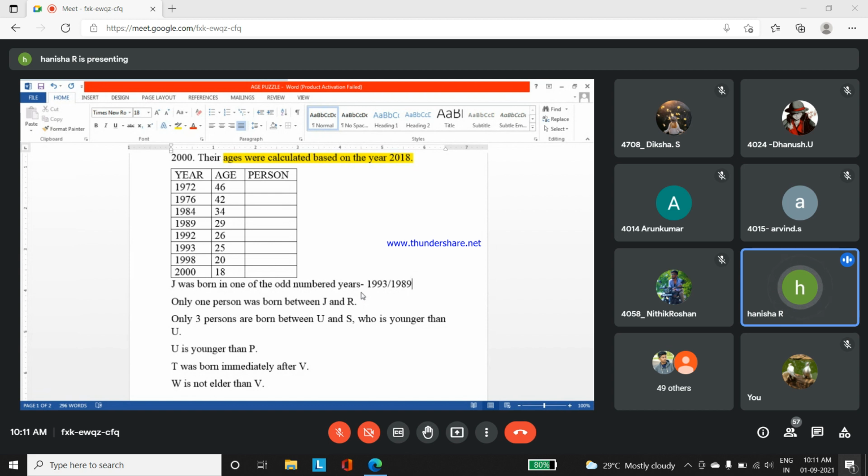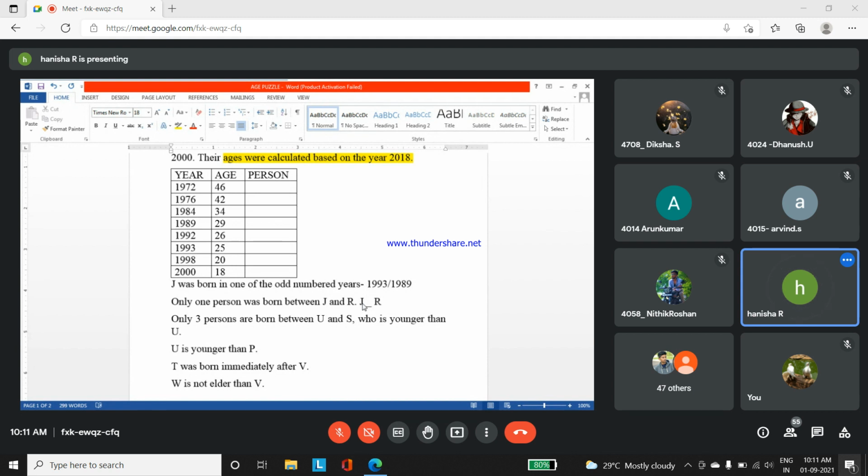Go to the second point. Only one person was born between J and R. So what is the meaning? Between J and R, you have one person. If J was born in 1972 and R is born in 1984, you have 1976. A person who was born in 1976 is between them. That is the meaning. So you have J, one space, and then you have R.